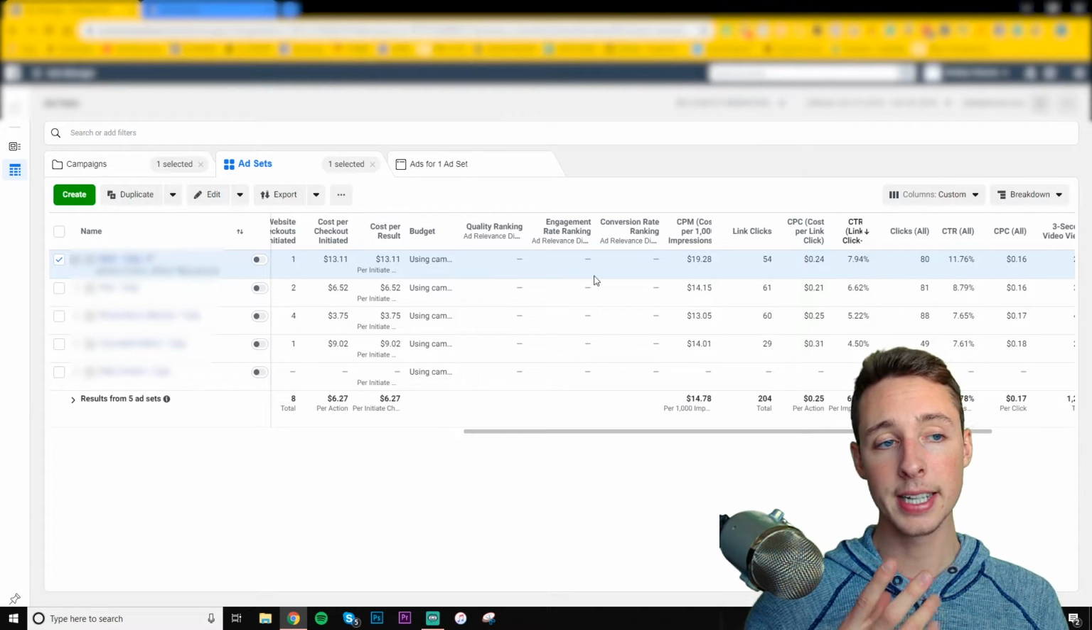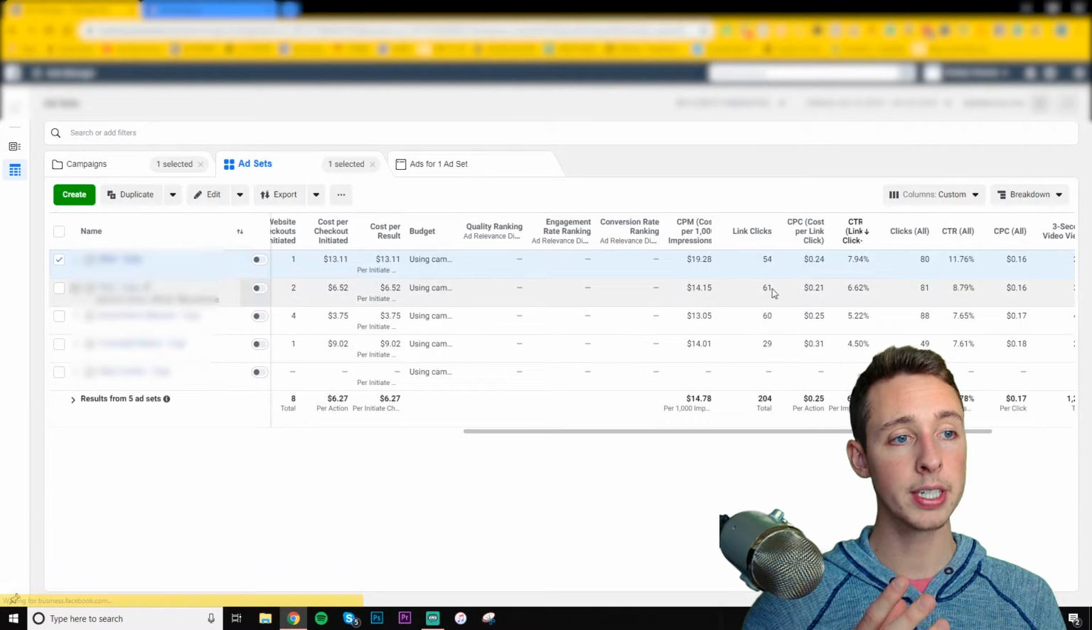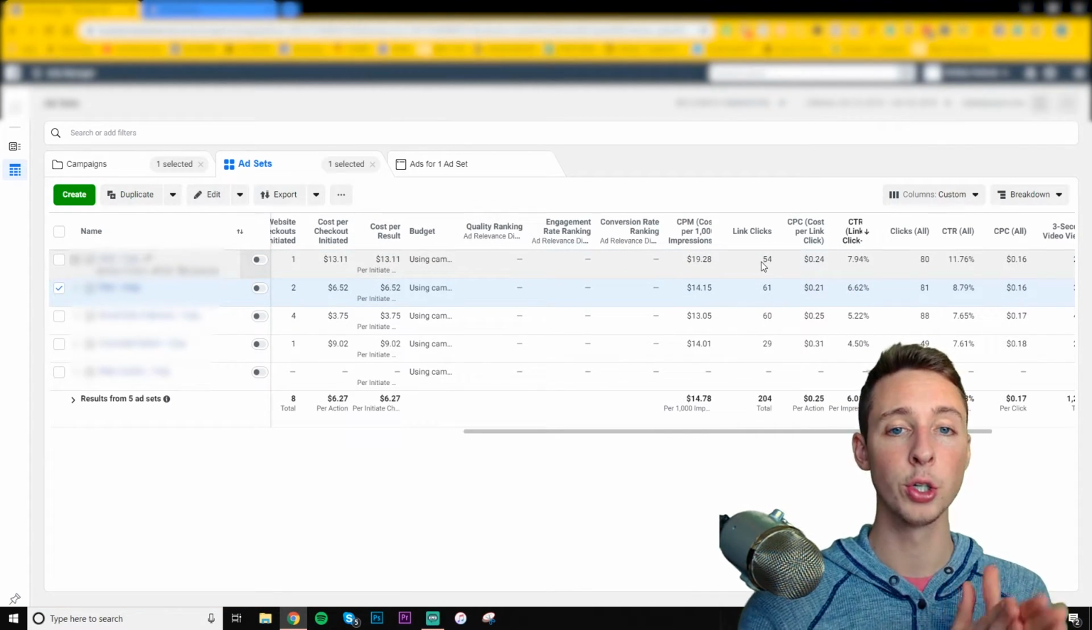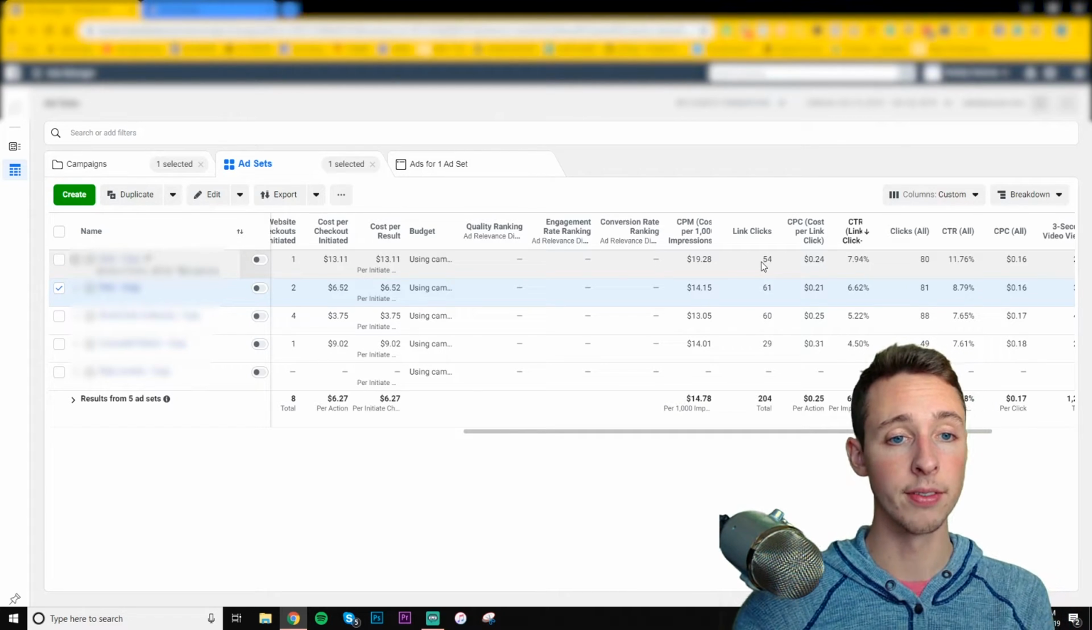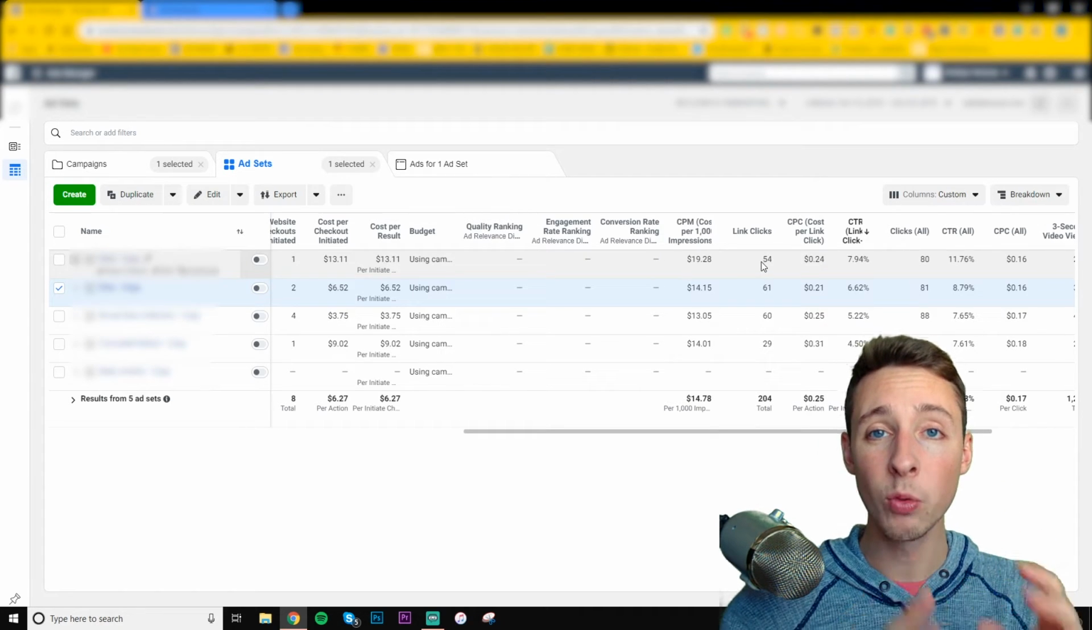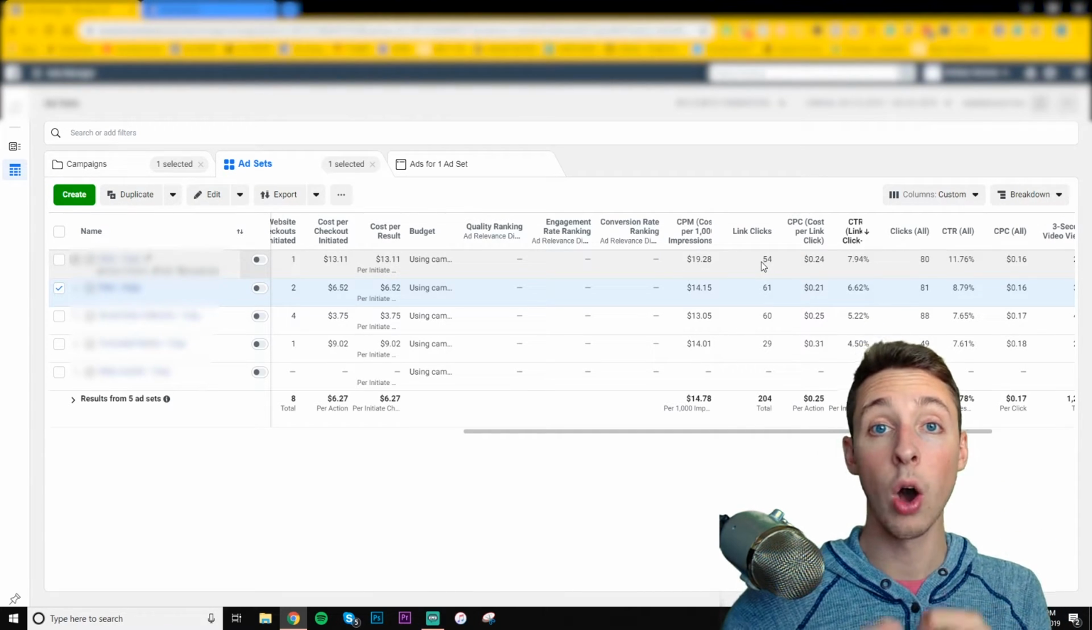So what I did is I take these audiences that performed well. These were the top two that performed well. Like this one got a $6 initiate checkout, a great click-through rate. And this entire campaign is utilizing the initiate checkout objective. So I'm testing super cheap. I know that these audiences are performing very well with an initiate checkout type of person.